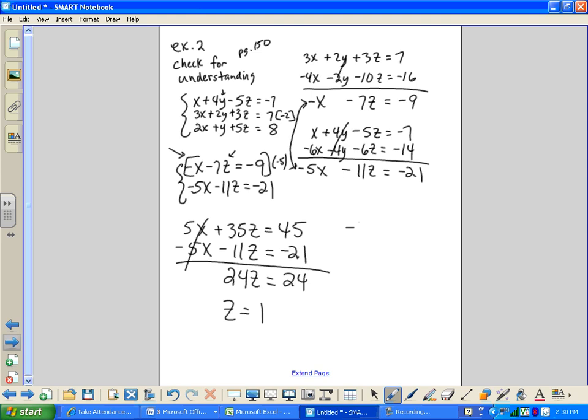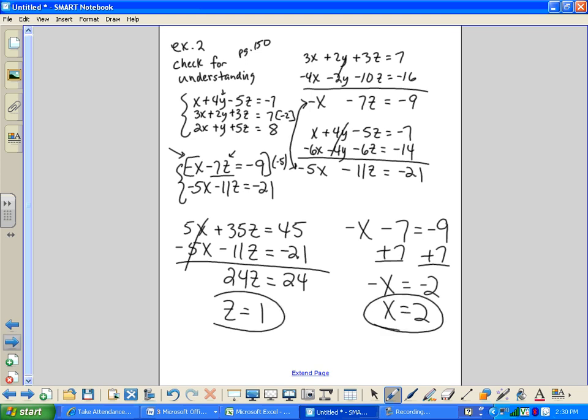So I'm going to have negative x minus 7, because we got negative 7 times 1 there would be negative 7, equals negative 9. And so if I solve for x here, I'm going to add 7 on both sides. That's going to give me negative 2. And so x is 2. So I've got x is 2, z is 1. Now I'm still missing y.